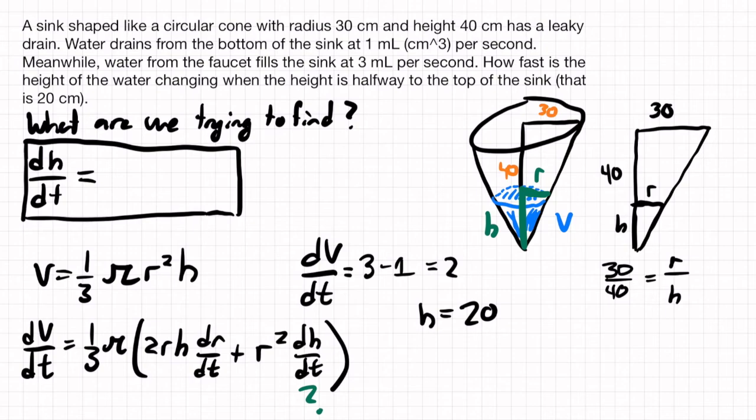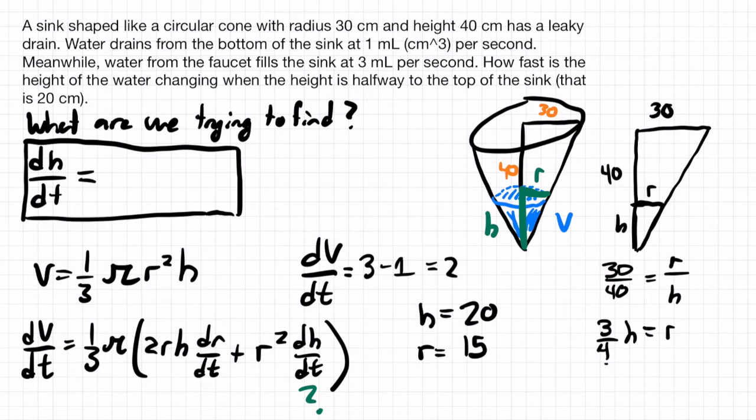And now we can just simplify. So maybe let's put h on the other side and cancel. So we have 3/4 times h equals r. Okay, so now that means r, which is 3/4 of h, will be 3/4 times 20, which is 15. And then, okay, now the last thing we need to find is dr dt.